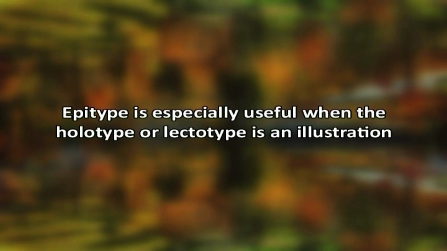For example, flowers without stamens, fungi basidia without hymenium, etc., it can no longer serve as a type, but Article 9.7 makes provision by designation of an epitype. An epitype is especially useful when the holotype or lectotype is an illustration from which microscopic characters cannot be seen.